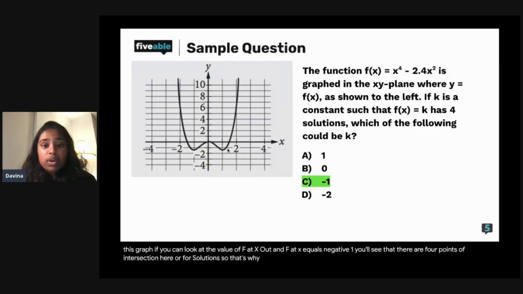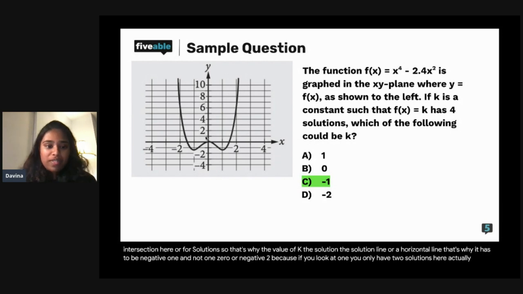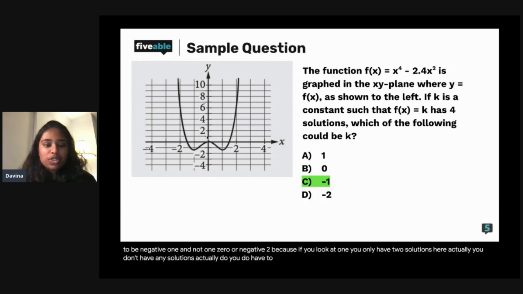So that's why the value of k, the horizontal line, has to be -1 and not 1, 0, or -2. Because if you look at 1, you only have 2 solutions here. Actually, no, you don't have any solutions. Actually, no, you do have 2 solutions. Apologies. For 0, you have a double root at 0. Again, that's not 4 solutions. And then at -2, you don't have any solutions at all. So that's why C, or -1, is the correct response.